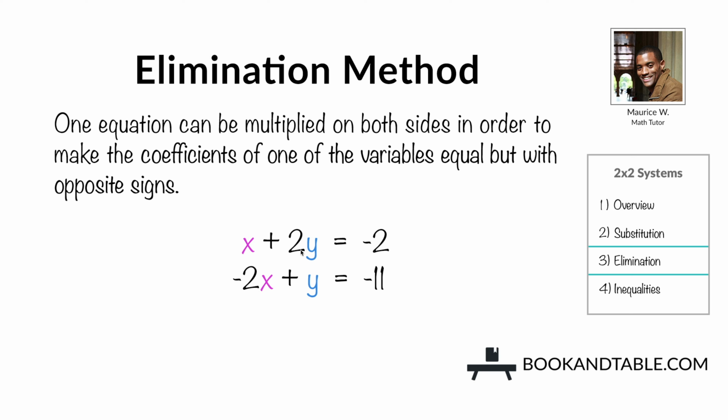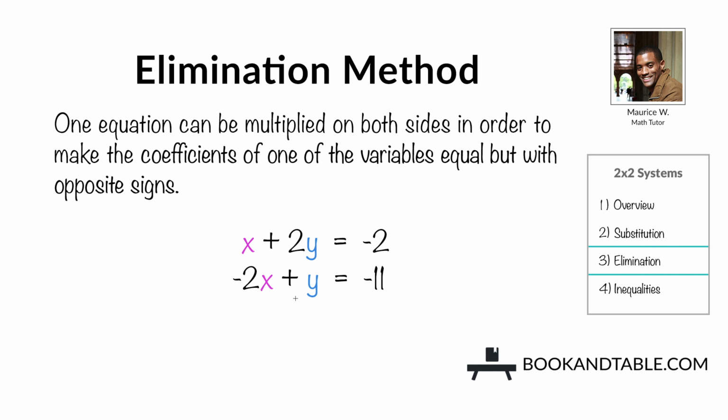So we have x plus 2y is equal to -2, and -2x plus y is equal to -11. If we were to subtract our x's here, it wouldn't get rid of the x. If you subtract the y's here, it wouldn't get rid of the y's. If you add the x's, it wouldn't eliminate the x's. +1 minus 2 would give you -x. If you add the y's, 2y plus y would give you 3y, so that wouldn't be eliminated either.